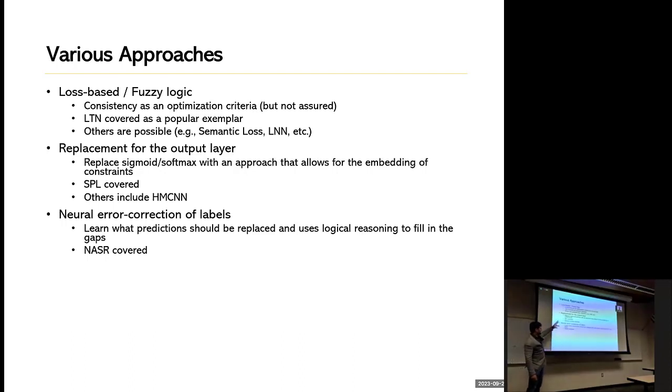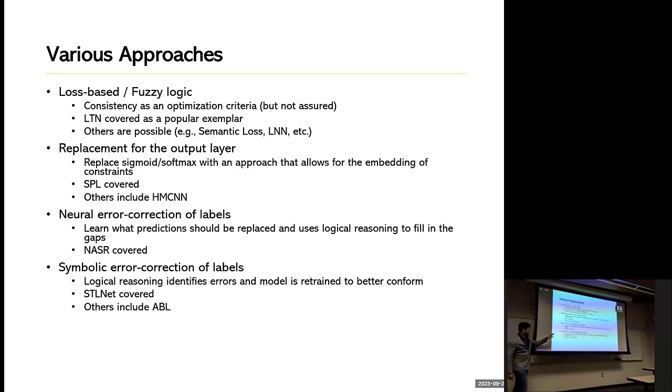Then another way to think about things is neural error correction of labels. With ABL, we did correction of labels, but it was being done with a symbolic process. This is a fairly new paper, called NASR, that I haven't seen anything else like yet. Here, what they're doing is using a transformer model to learn a mask over the answer of the neural model, and then using symbolic algorithms to fill in the stuff that was masked. And they're training the neural model to learn things that are wrong in the answer. I thought that was a really interesting approach.